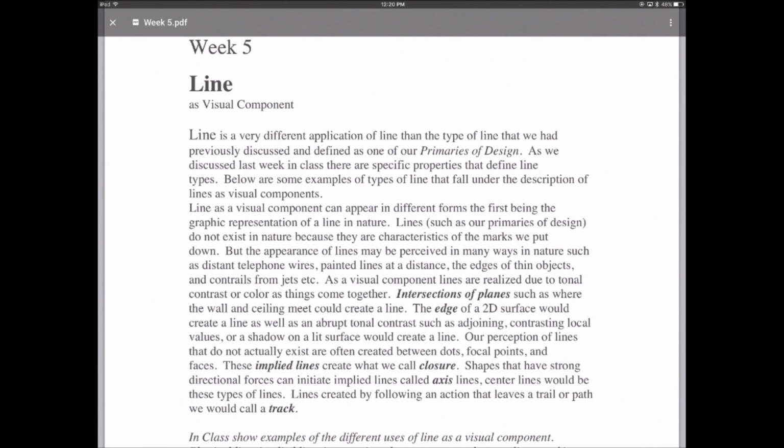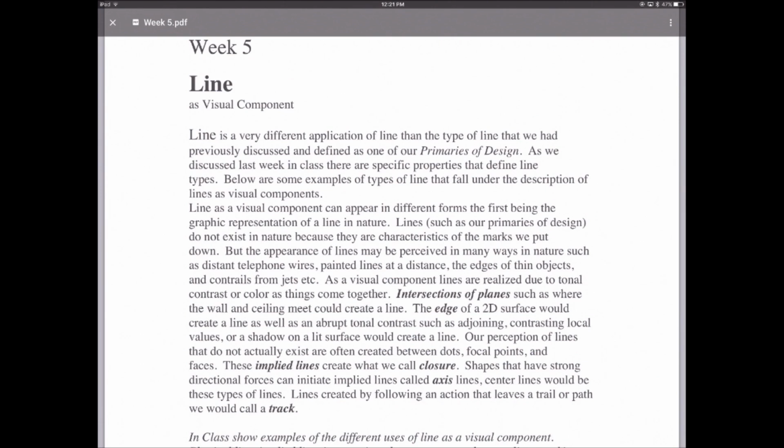So week 5, line is what we're getting involved with. The kind of line that I'm going to be talking about today is very different than the line characteristics, the marks you put down. We have line as a visual component, and that's what we'll talk about today. And we have line as the actual mark you put down. Now, line as a mark you put down is one of our primaries of design.